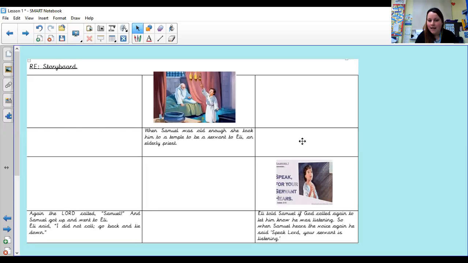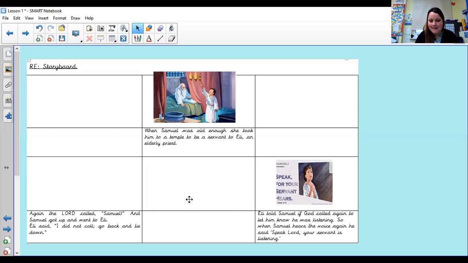Then you need to think about what happened after Samuel was old enough to go to the temple and be a servant to Eli. Okay, so you need to fill in this one. Then I filled in this one for you. Again, the Lord called Samuel, and Samuel got up and went to Eli. Eli said, I did not call. Go back and lie down. So again, the Lord called. So that might give you a clue as to what you need to put in the box before. So it says, again, the Lord called, which would suggest that the Lord has already called Samuel once already.